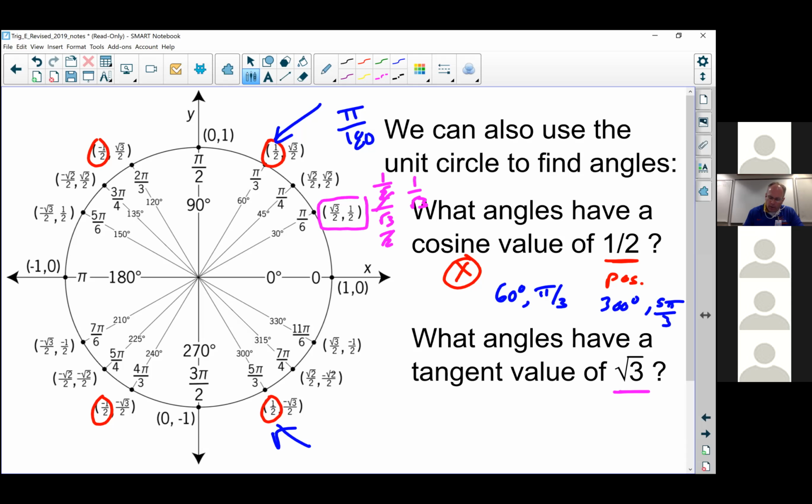Oh, I picked the wrong one. I want the positive. So it's got to be this one, and then it would have to be this one as well. And the reason why they both work is one is positive over positive, which gives me a positive answer, and negative over negative gives me a positive answer. So this would be 60 degrees, which is pi over 3 as a radian. It would also be 240 degrees, which is 4 pi over 6. Is that right? Or 4 pi over 3?